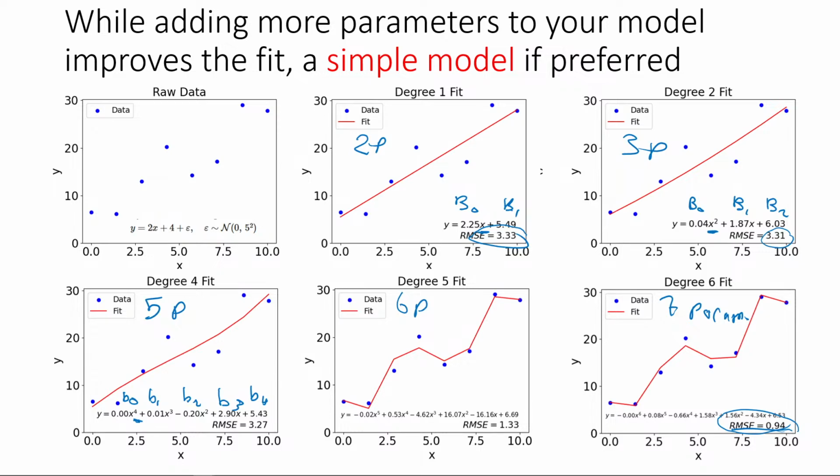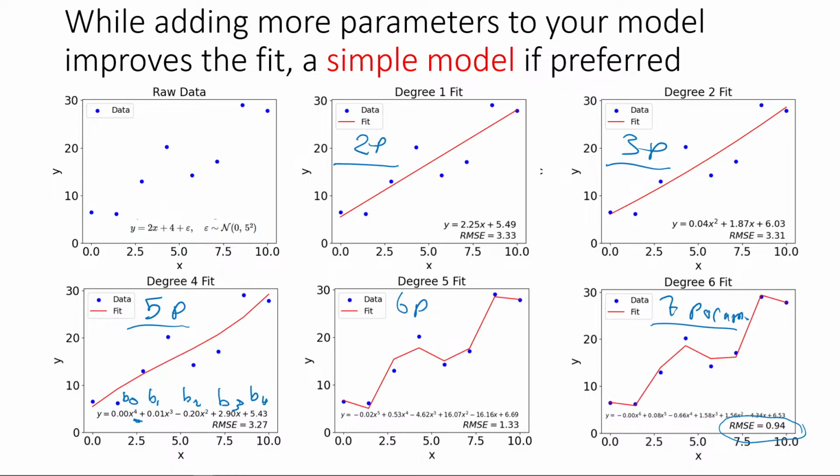So which model are you going to select? Are you going to select a linear model with 2 parameters, or a slightly non-linear model with 3 parameters, or a more non-linear model with 5 parameters, or this one which has a very small error and fits my data perfectly?